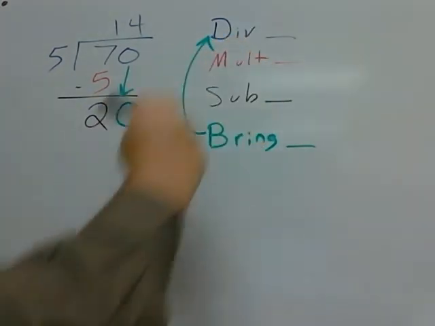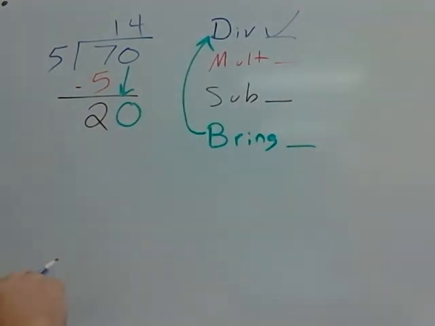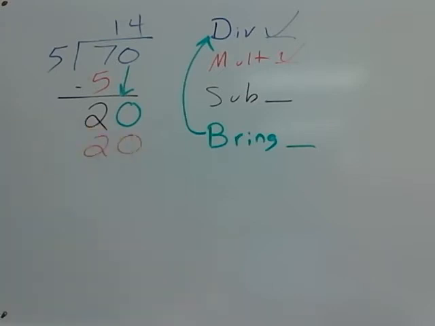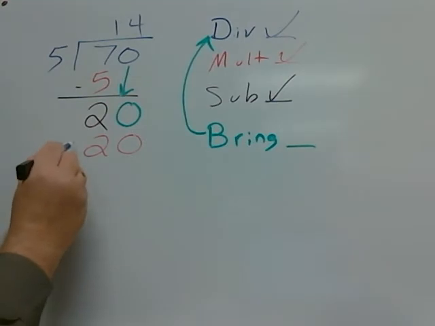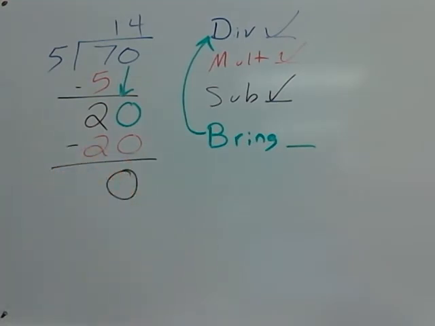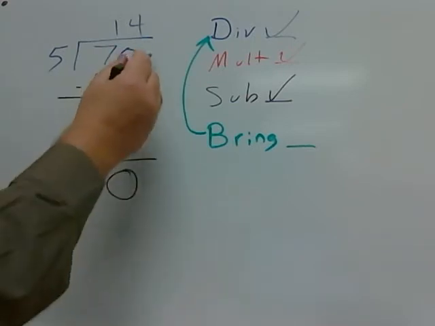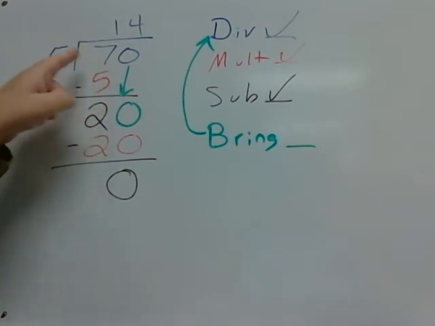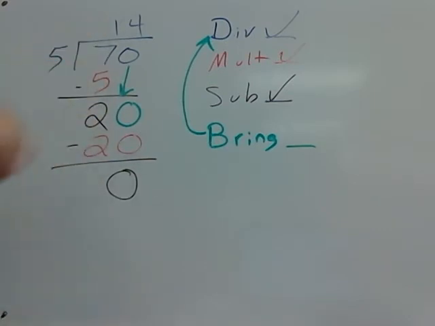Next, I'm going to make a check mark to show that I did that. Okay, next I need to multiply. 4 times 5 is 20. Next, I need to subtract. 20 take away 20 is 0. Once again, I have 0 for a remainder, and there are no numbers to bring down. And that's how I know I'm done. So 70 divided by 5 equals 14.